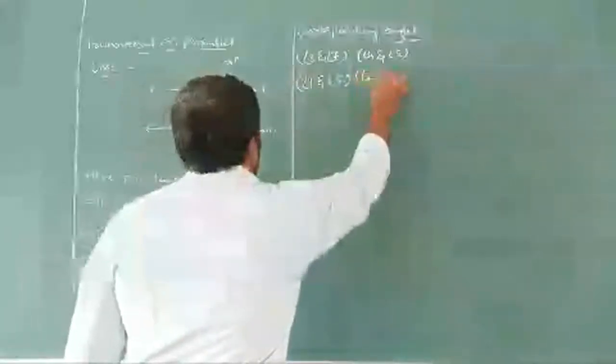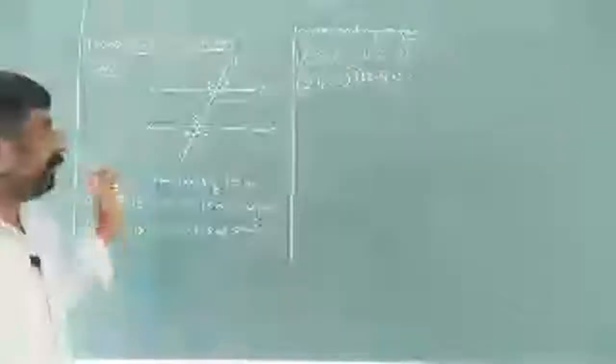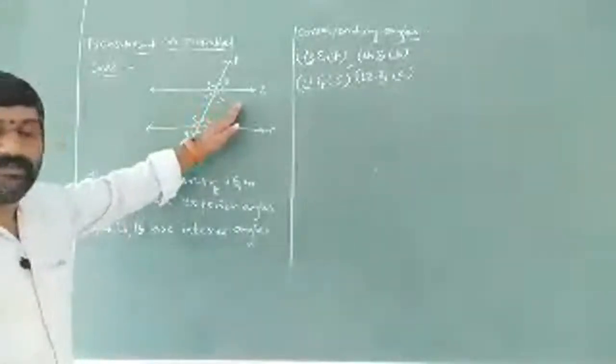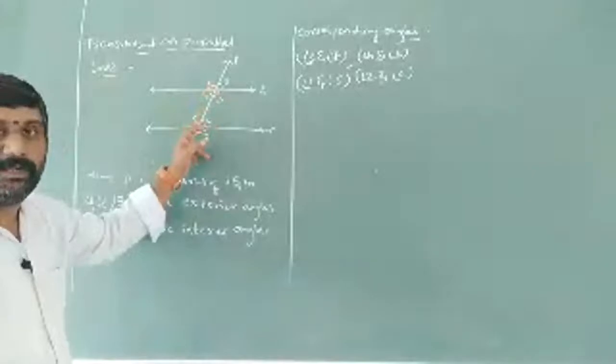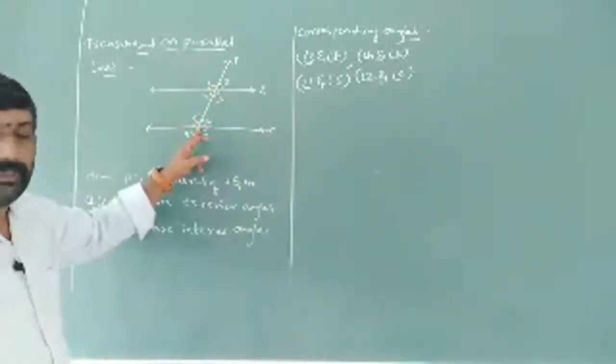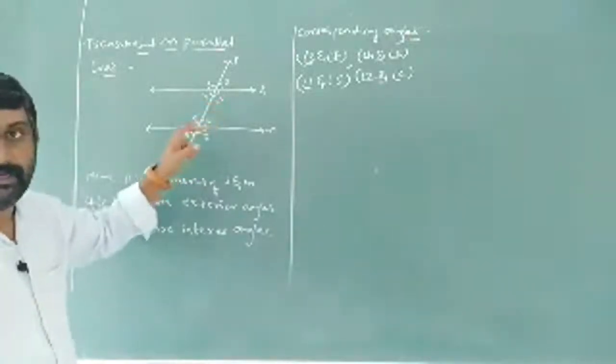And for 2, we have corresponding angles. What are corresponding angles? Two angles on the same side of the transversal at distinct points, one of them interior and the other exterior.